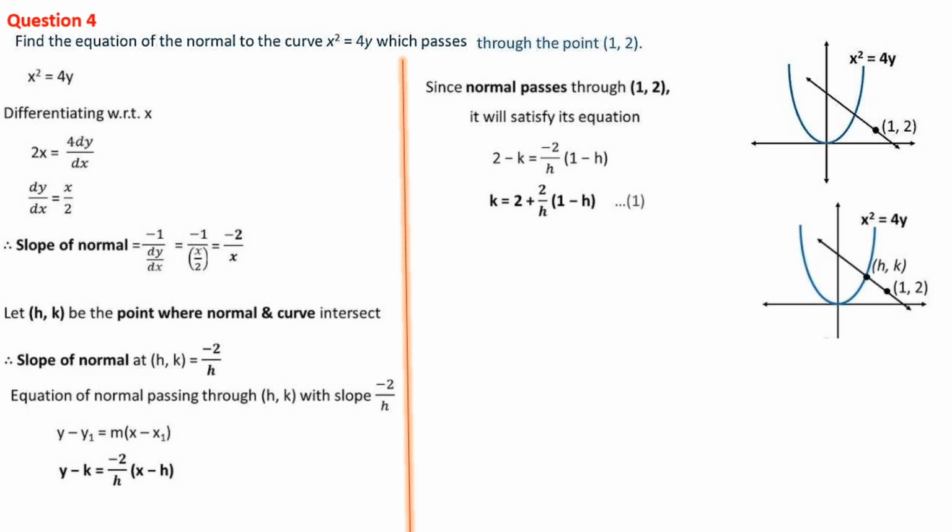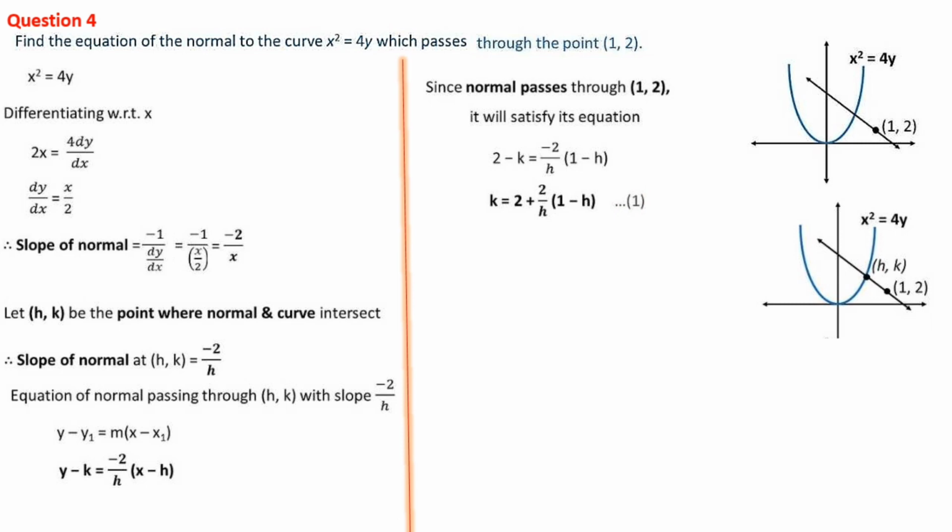If we want to calculate k, we bring it to the right side, and the other term we bring to the left side. So 2 is there on the left side. This one coming to the left side, minus becomes plus, so k is equal to 2 plus 2 by h into (1 minus h). Label it as equation number 1.